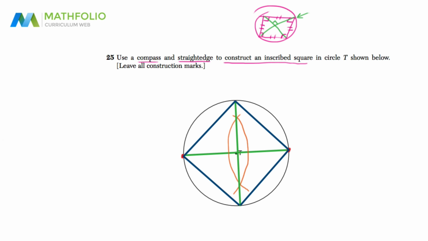The key piece of this was all down to the fact that these diagonals bisect each other. We don't need to put this here, but this would be 90 degrees in the middle. And it does tell us to leave all construction marks, so we definitely don't want to get rid of these orange marks or anything else. So that is precisely what we need to leave for question number 25.